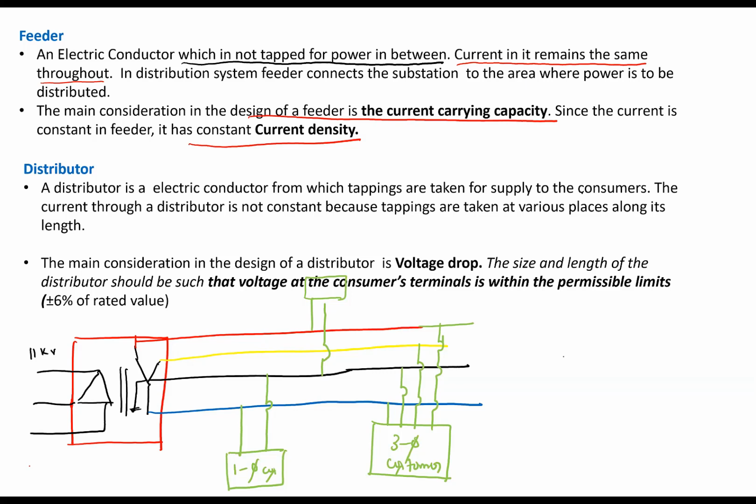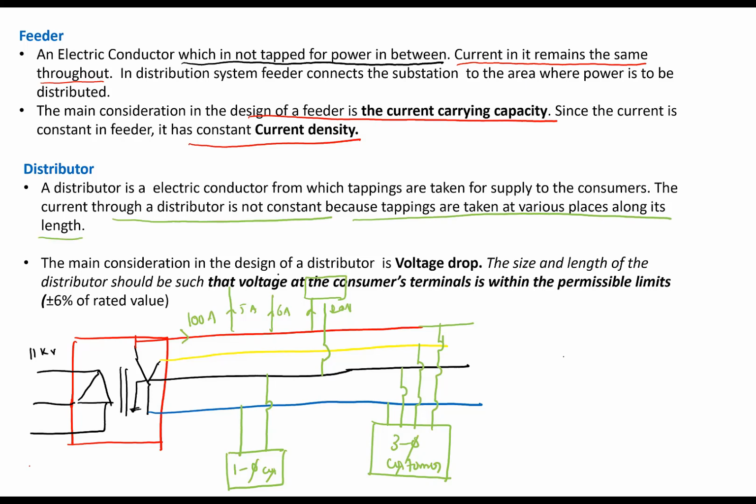And the current through the distributor is not constant. Why? Because suppose here R phase is carrying 100 ampere. House 1 will take 5 ampere. House 2 will take 6 ampere. Whoever is tapping from R phase, they keep on tapping the current. So current everywhere is getting changed because the current is being tapped everywhere. So current through the distributor is not constant because tappings are taken at various places along its length.